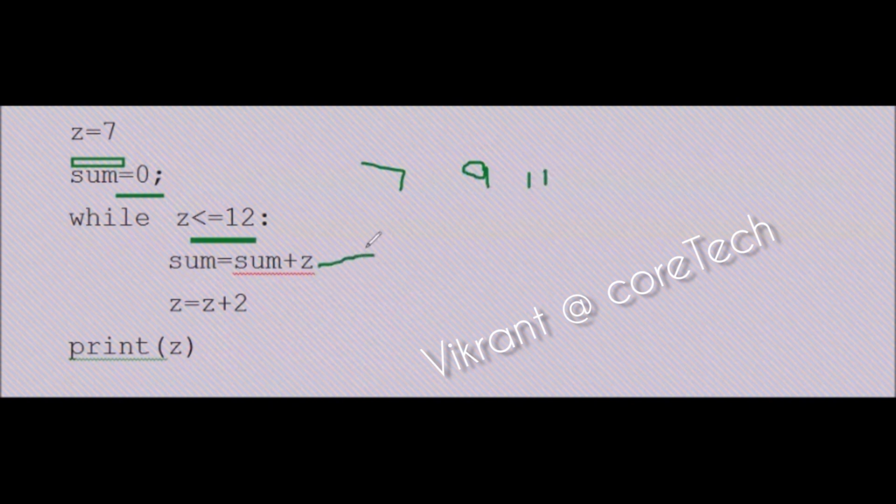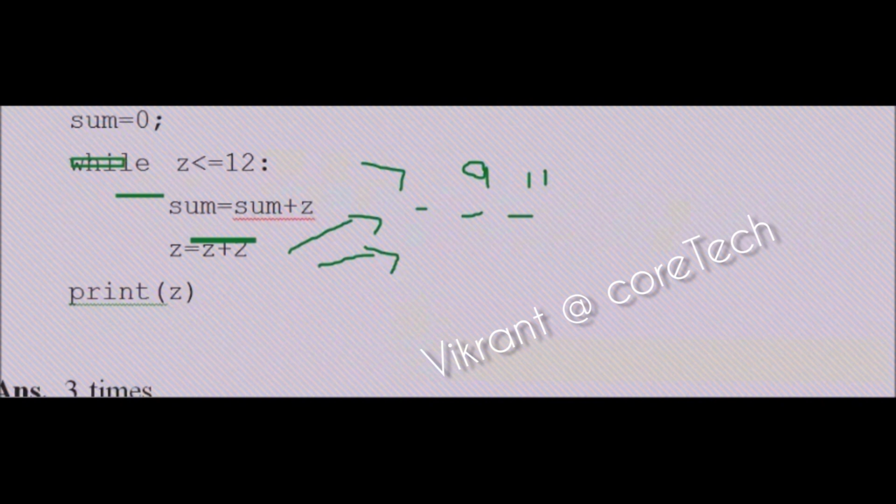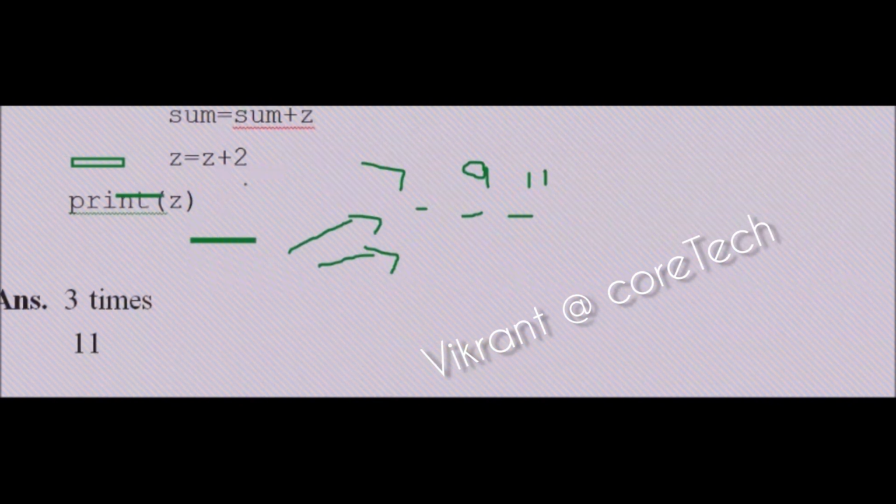So z should store what? 7 plus 9 plus 11, and that all will be added in the value of sum. Sum initially was 0. So the loop is going how many times? The loop is practically working 3 times. And the final value of z, because 11 was something which was the last true part. All right, let's see the next question now.